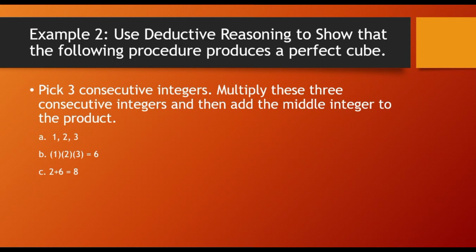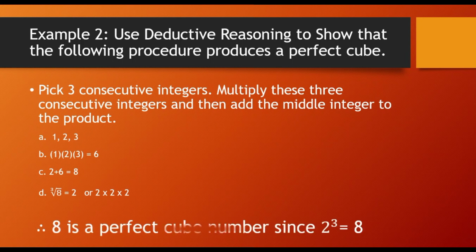Now, what we need to check is whether 8 is a perfect cube. So let's test it. The cube root of 8 is equal to 2. Or we can say 2 raised to the power of 3. Multiply 2 three times. 2 times 2 is equal to 4. 4 times 2 is equal to 8. Therefore, 8 is a perfect cube number since 2 raised to the power of 3 is equal to 8, or the cube root of 8 is equal to 2.